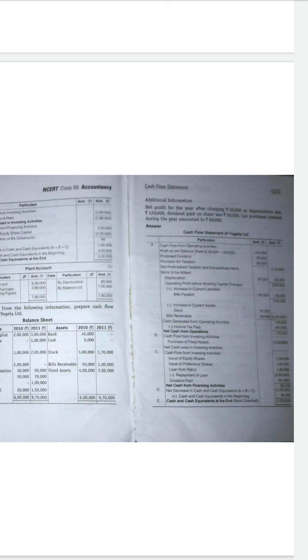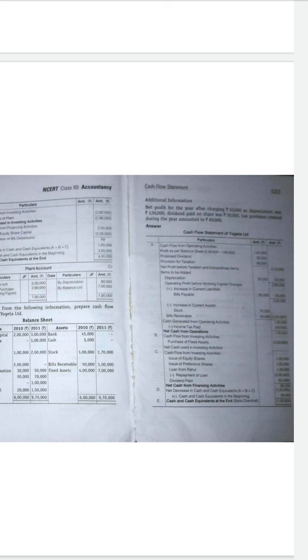As per the format, there is no decrease in current asset. There is only an increase in current liability. The current liability is the only one, that is, the bills payable. There is an increase in current liability of 20,000, so we are adding the amount of 20,000. So 2,80,000. And next, there is no decrease in current asset, so no need to take that amount. So next, come to that.